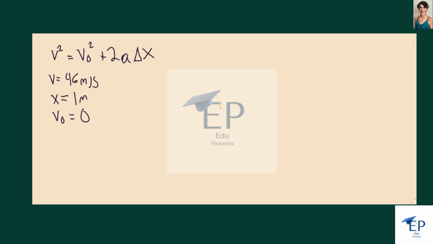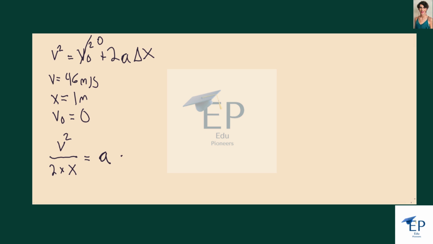Before we plug in, let's do a little bit of algebra to make this easier. What we're looking for is a. We have v squared, and we know v original is going to be 0 in this case, which makes this a little bit easier on us. So we have v squared, and we're going to divide by 2 times delta x to get a alone. That's going to give you acceleration.